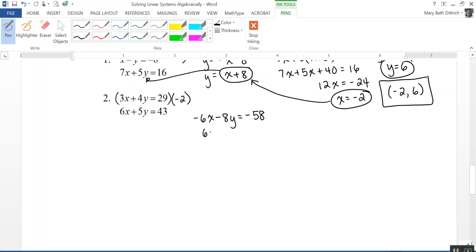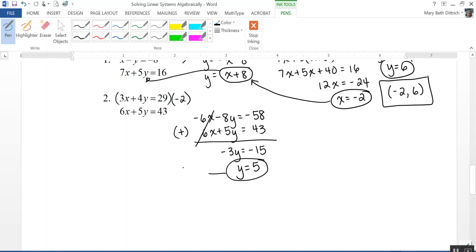And then let's copy our original second equation, and let's add those two. And notice when I add, my x's are eliminated, and that leaves me with 3y equals -15. So y is equal to 5. And I'll take that and plug it into either equation. I'll just go ahead and do the second one here.